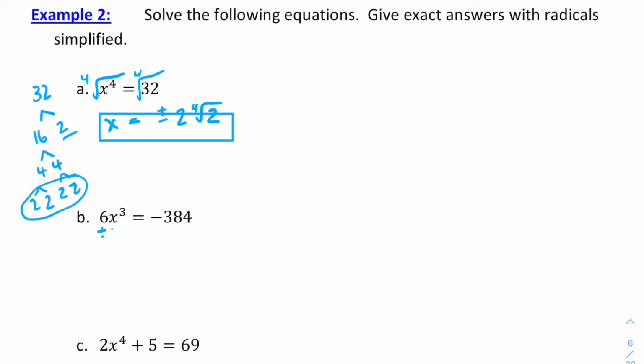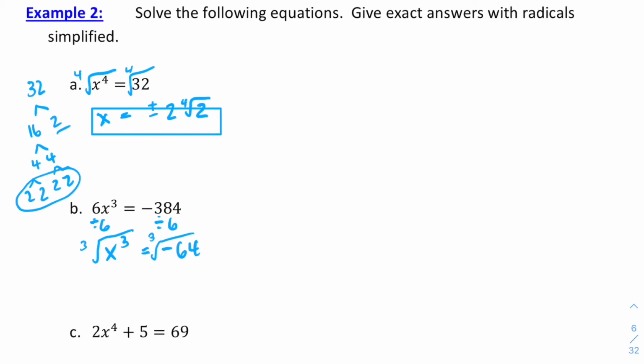On B, the only thing that's cubed is x, so I want to go ahead and get x cubed by itself first by dividing by 6 before I take my cube root. So if I divide by 6, I'm going to get x cubed equals negative 64. Take the third root of both sides and can break down negative 64 into, I'm just going to go straight to 3 factors of negative 4. So you'll end up with just x equals negative 4.